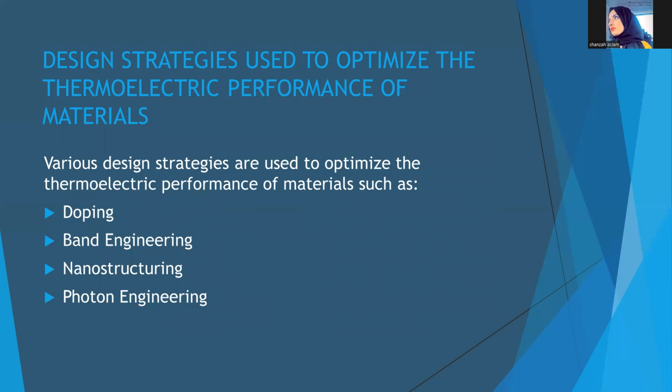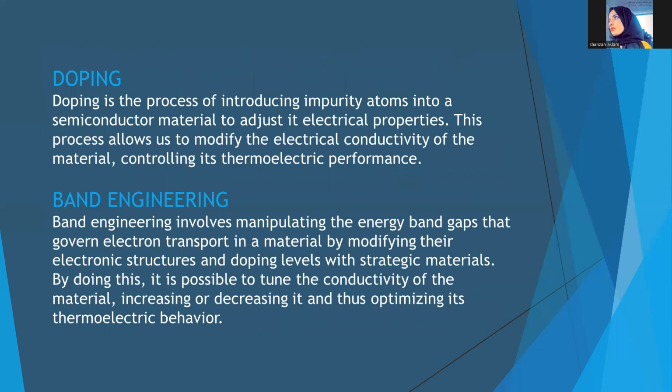Design strategies used to optimize the thermoelectric performance of materials. Various design strategies are used, such as doping, band engineering, nanostructuring, and photon engineering. Doping. Doping is the process of introducing impurity atoms into a semiconductor material to adjust its electrical properties. This process allows us to modify the electrical conductivity of the material, controlling its thermoelectric performance.